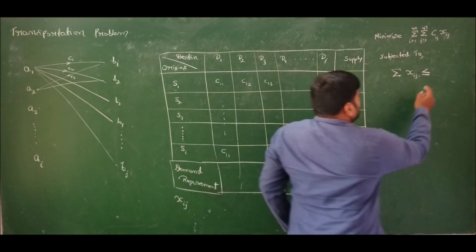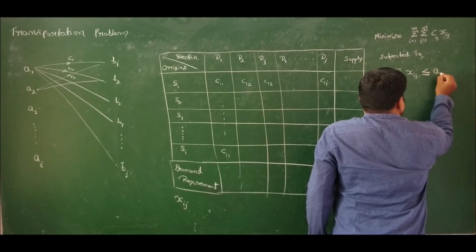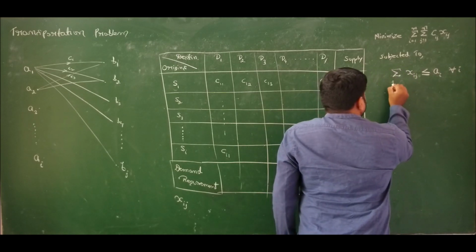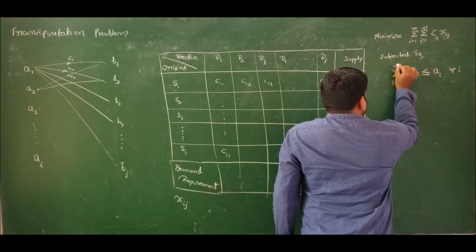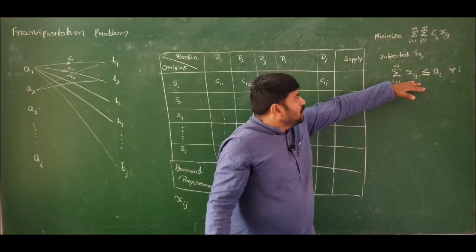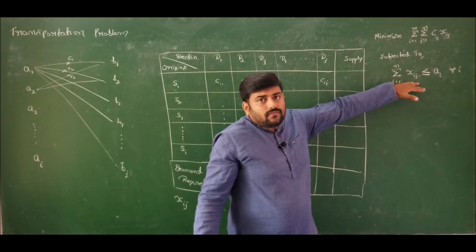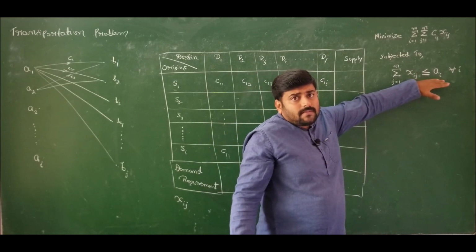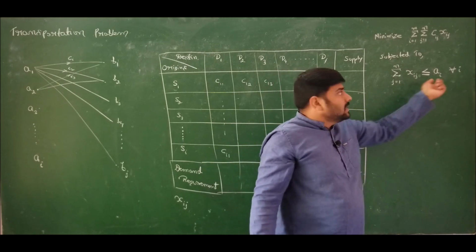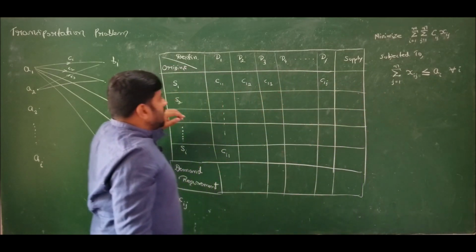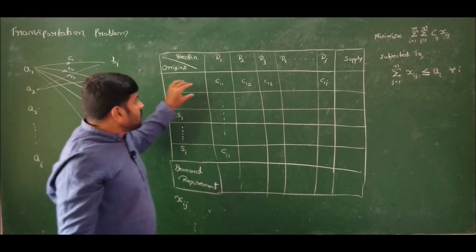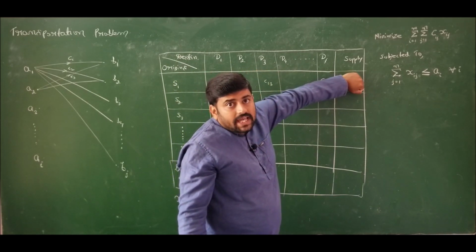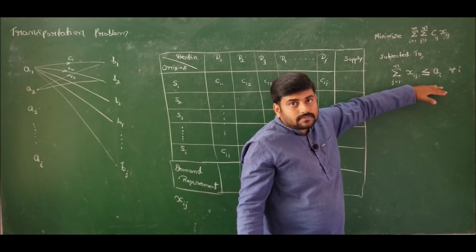Whatever there is in the supply, it should not exceed that, right? So Ai, that is for all i, and j should be 1 to n. What does it mean? Whatever commodity is leaving from the origin should not exceed the supply. So we have 50 as the supply quantity that can leave source 1. So whatever commodities leave from source 1 should not exceed whatever supply quantity I have. That is constraint number 1.